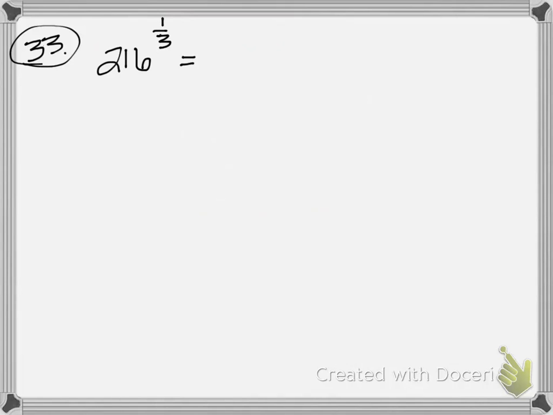But recall that this is also the same thing as the cube root of 216. So it doesn't matter how you put it into your calculator. Either way is going to give you the same answer, which is 6. 6 times 6 times 6 is 216.